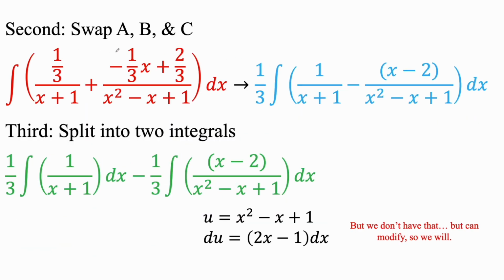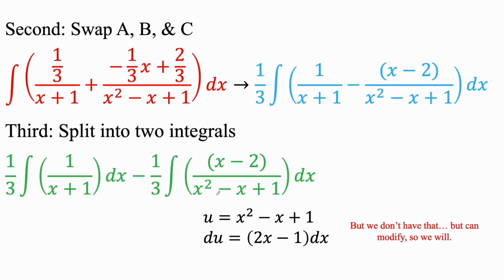So I have a 1/3, 1/3, 1/3. Let's just take out a 1/3. Do your integral. 1/3 times 1 is 1/3. 1/3 times negative x would give us negative 1/3 x. 1/3 times negative 2, so positive 2. 1/3 times 2 is 2/3. So this and this are equivalent. So now I'm going to split up the integral. So I'm going to get 1/3 the integral of this piece minus 1/3 the integral of this piece dx.